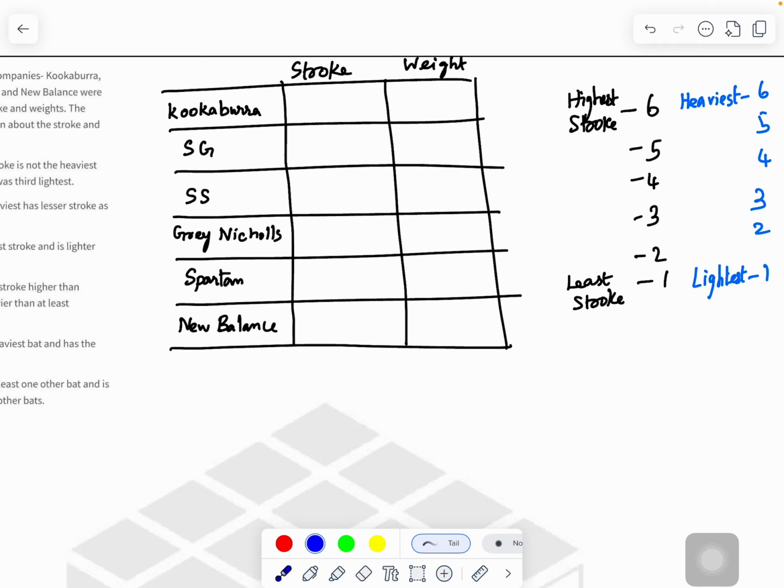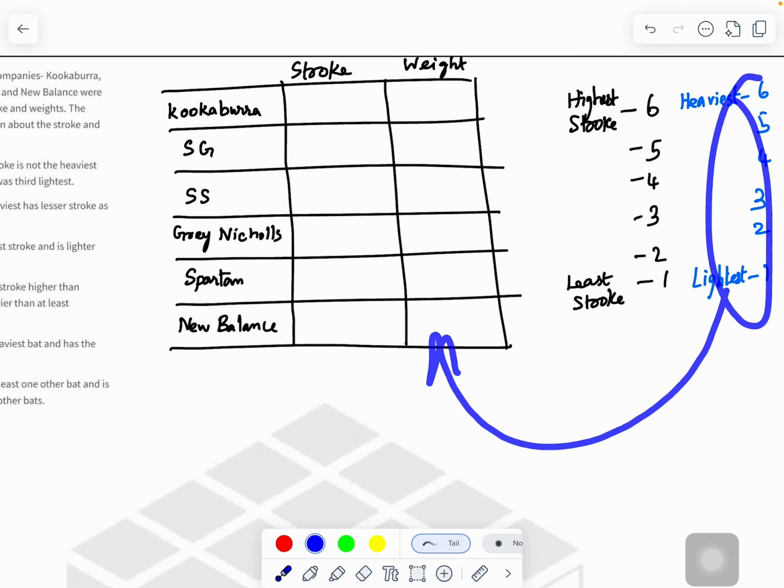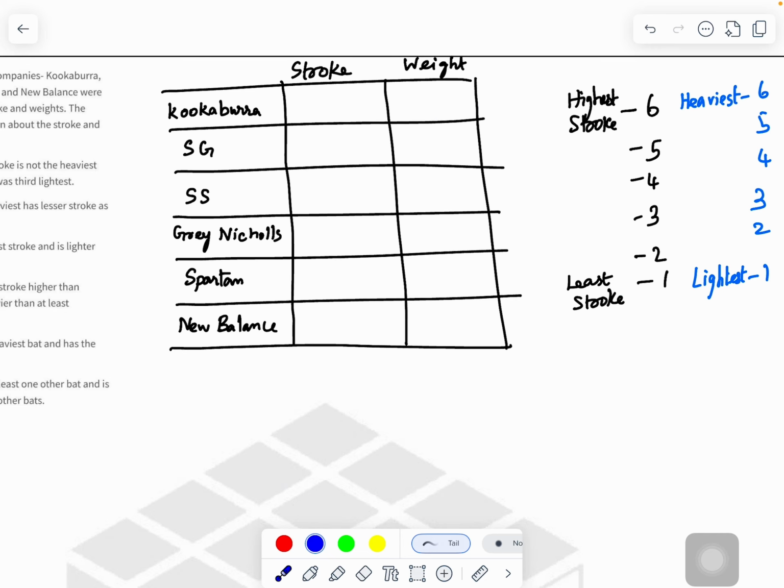Similarly, whenever they say the bat is heaviest, we are going to write the number 6. Second heaviest, we are going to write 5. Third heaviest, 4, etc. Similarly, whenever they say lightest bat, we are going to use 1. Second lightest bat, 2. Third lightest bat, 3. So these are the 6 numbers that we are going to fill here, and these are the 6 numbers that we are going to fill here. And if we do this, the entire problem is done.